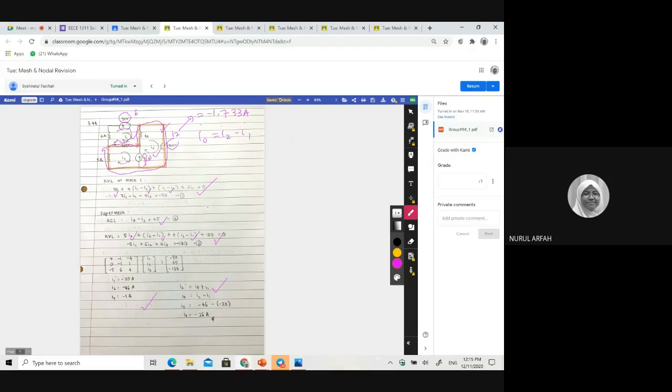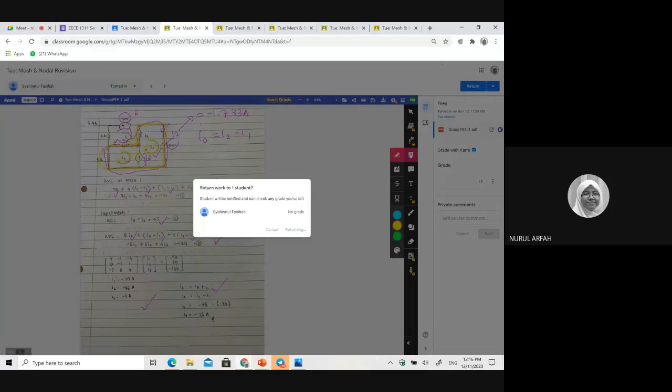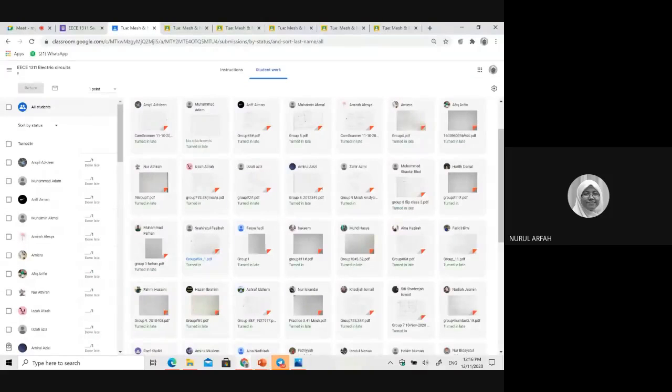I think the only maybe student will make mistake is the way you draw your boundary, the super mesh boundary. Where you need to draw the boundary only at the loops that involve with this current source here. So our sister here, this group have done the correct way, not the outer at 90 volt. Okay, this is good. Okay, then. Okay, group. Next group.